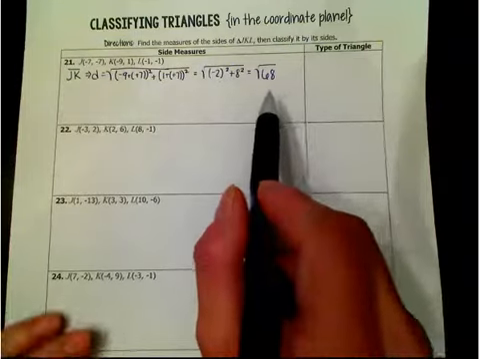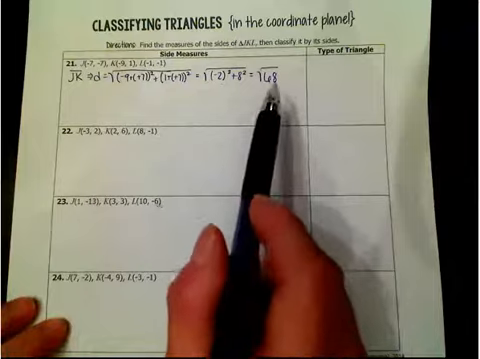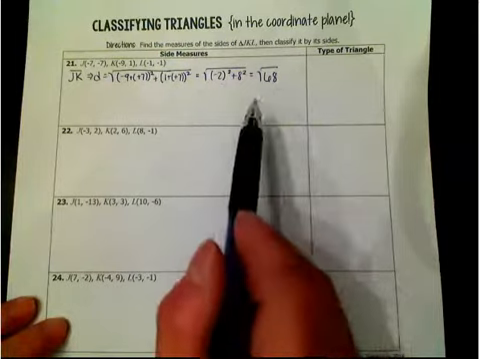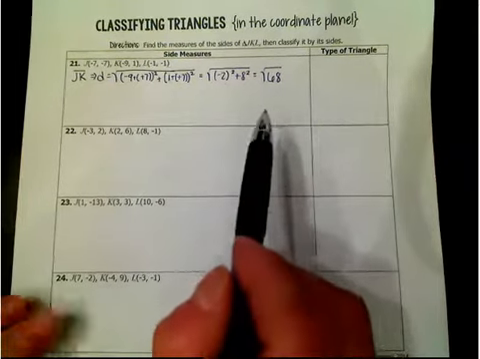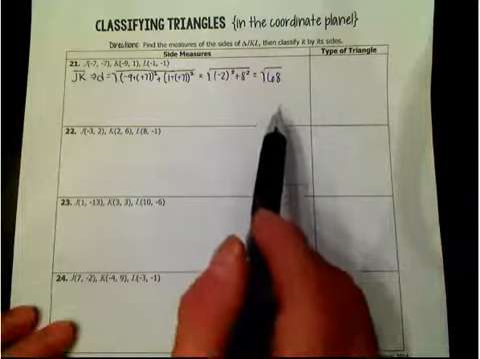I'm not going to worry about getting a decimal or even simplifying this radical because I'm only using it to compare to the other side lengths, so everything else is going to be a radical as well, so it's going to be really easy to compare the radicals because we're just seeing if any of them are congruent.